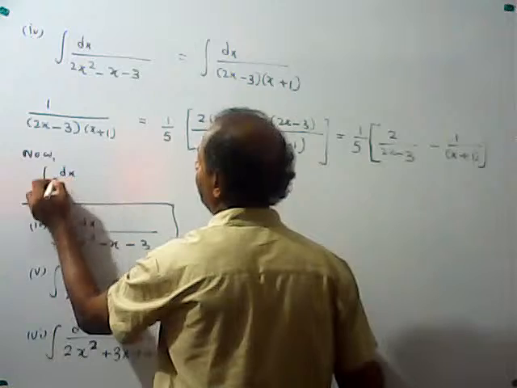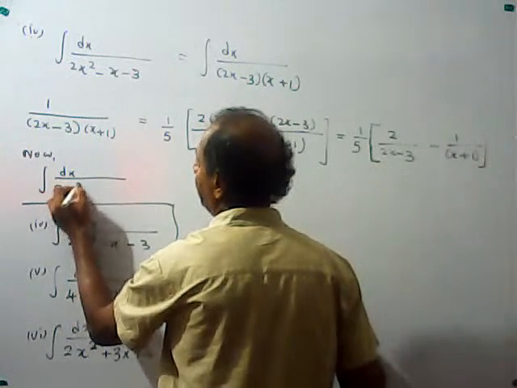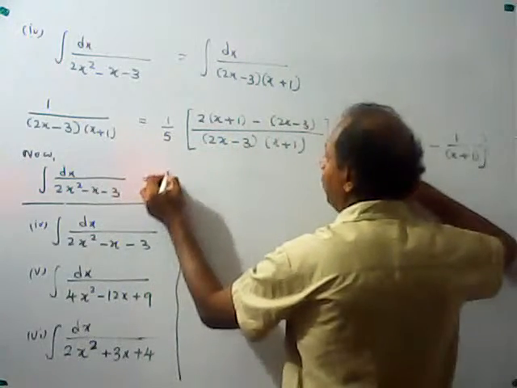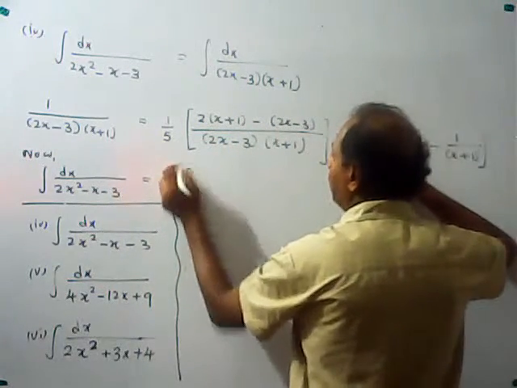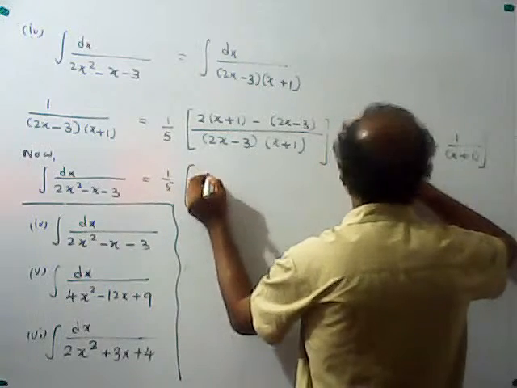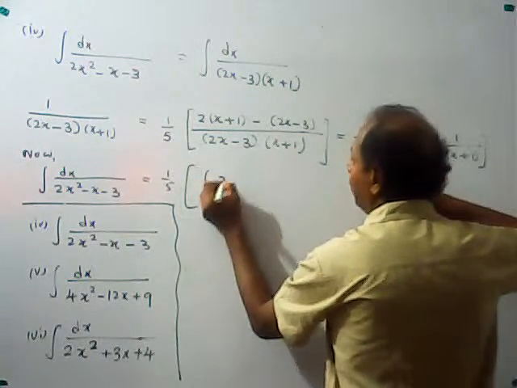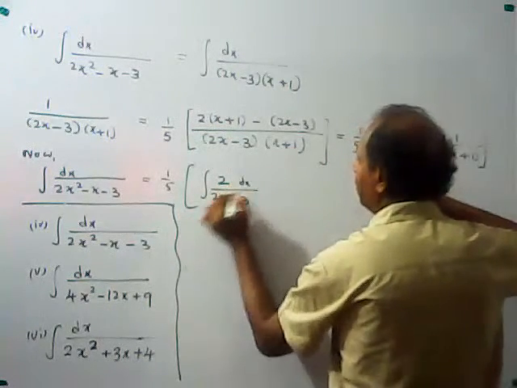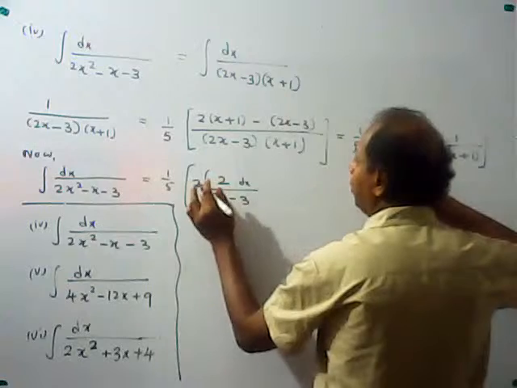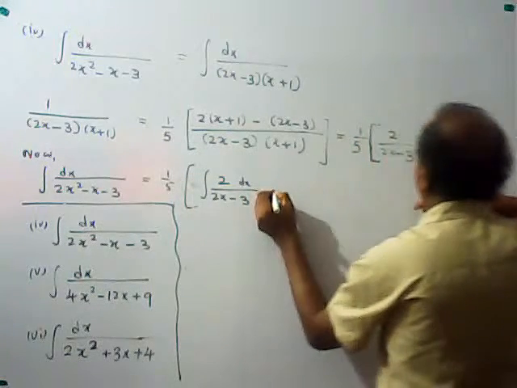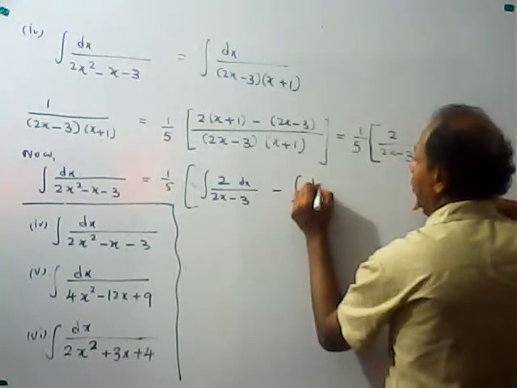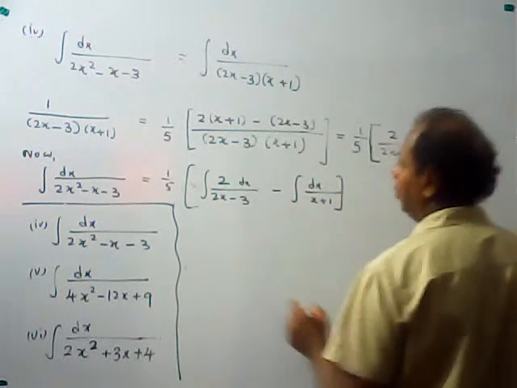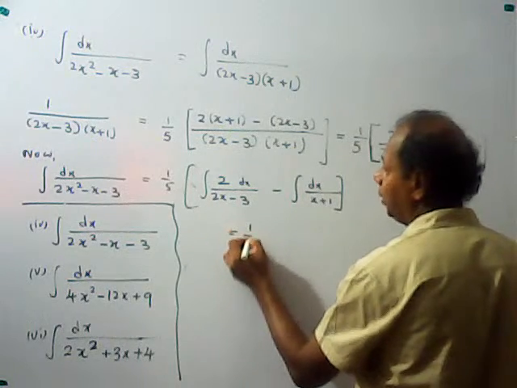Integral of 1 over 2x squared minus x minus 3 is equal to 1 over 5 integral of 2 over 2x minus 3 dx, or you can take 2 out if you want, or if not, you can keep it in, minus 1 over x plus 1.